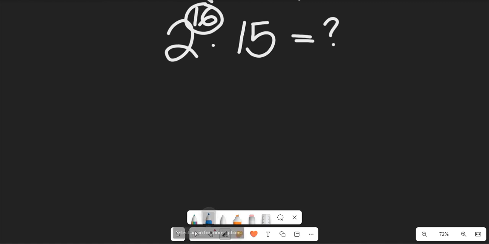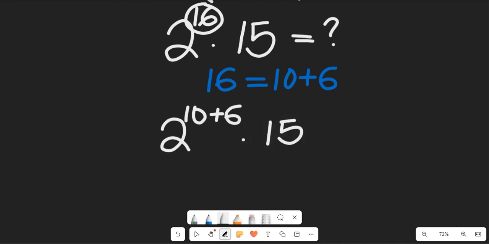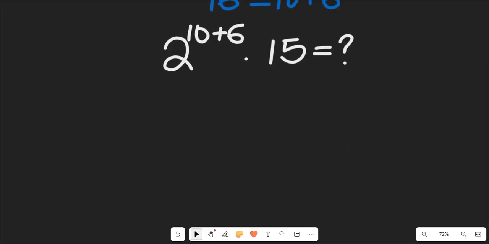And if I break off 16, I'm going to replace 16 with 10 plus 6, right? Let me assume 16 will give me 10 plus 6, so I'll have 2 to the power of 10 plus 6, right? And this will be multiplying 15, and this will give us what? The whole step is not to even involve a calculator.